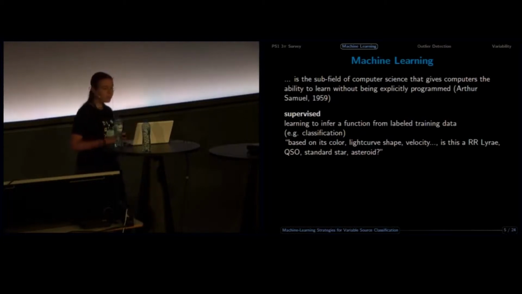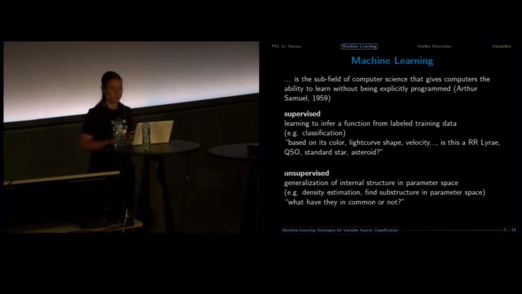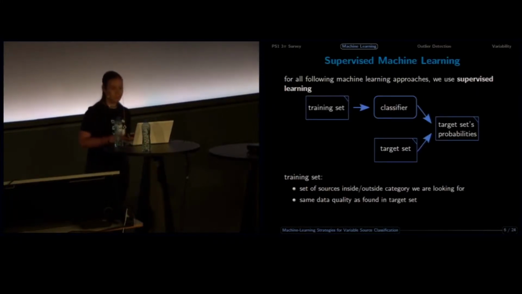Then another branch is unsupervised learning. This is some kind of generalization of internal structure in parameter space. Parameter space here can mean something rather abstract, like color, like variability, like position on a photographic plate, on a CCD, whatever. But it could also mean something like position in a three-dimensional space. This kind of machine learning, the unsupervised machine learning, should find out what certain kinds of data have in common or not.